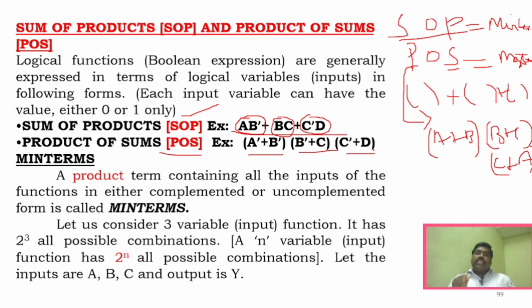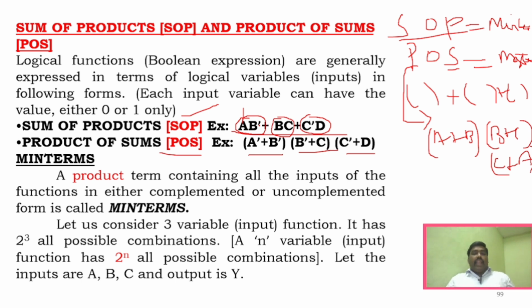Now this sum of product is referred to as minterm. In this minterm, you will understand it is the product term containing all the inputs. It can be either complemented or non-complemented. You can see here it can be A or B dash, with complement form or without complement form. But it should be a sum of these products. That is why it is called SOP, and this can be referred to as minterms.